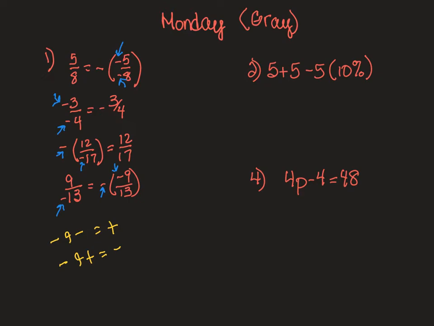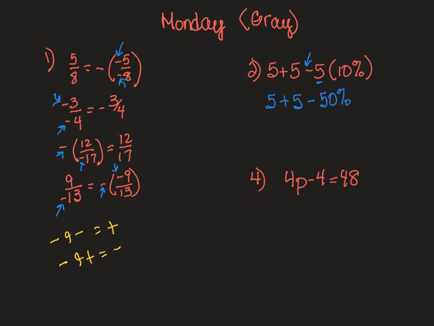Okay, so now I'm going to problem 2. Now, order of operations tells us that we need to multiply first. Okay, so here's what I have. I have 5 plus 5 minus, and remember that negative stays with the integer that it's with. So that's negative 5 times 10%, which is going to be negative 50%.